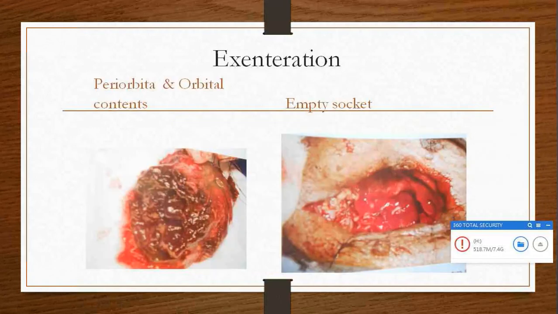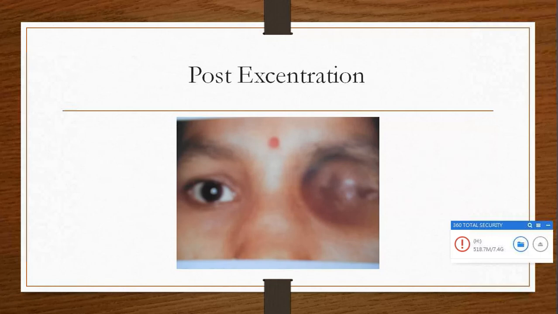So while doing the exenteration, this is what is left. Only bone and skin will be left. You try to close the skin and leave the bone to get epithelialization. After 3 months, you can see the whole bone will be covered by the skin, and you can prescribe a ball prosthesis to the patient. Or if the patient cannot afford a ball prosthesis, you can prescribe a spectacle prosthesis.